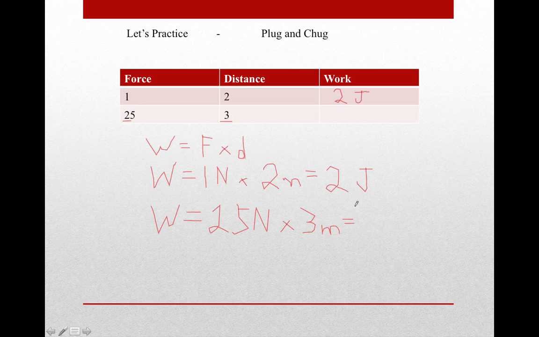25 times 3, 75. 75 joules is our answer. We need joules. An answer is not complete without its units. So 25 times 3 is 75 joules. So as you can see, in the second example, we have a lot more work than the first one. It's because our force was greater, and our distance was greater as well. Let's move on.